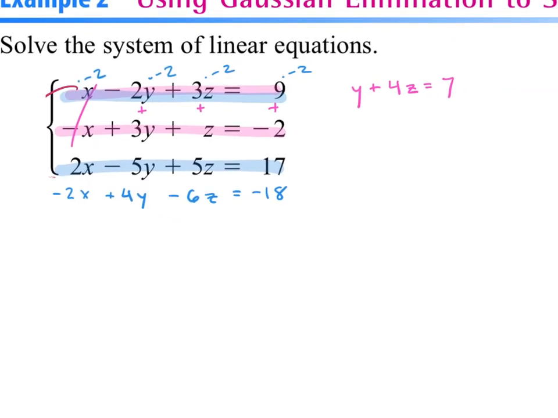So now we combine them, cancel out one of our variables. So x's cancel. What is negative 5y plus 4y? Negative 5 plus 4. It's negative 1, or just negative y. And then what's 5z minus 6z? Negative z. And what is 17 minus 18? Negative 1.